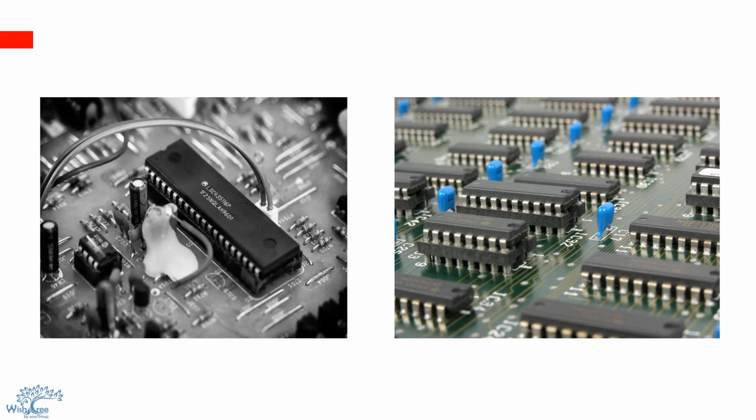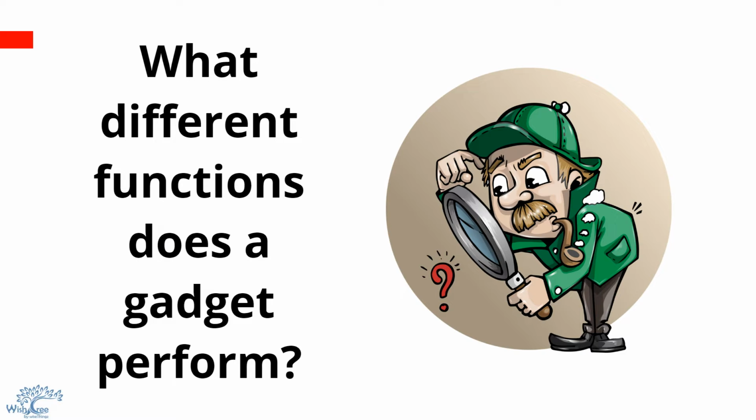Okay, so every other gadget will have multiple functions to perform. I'll not go into each and every appliance, but rather encourage you to sit and think what different functions a gadget performs, and probably there is an IC doing that particular function. That is how ICs are almost everywhere around us.